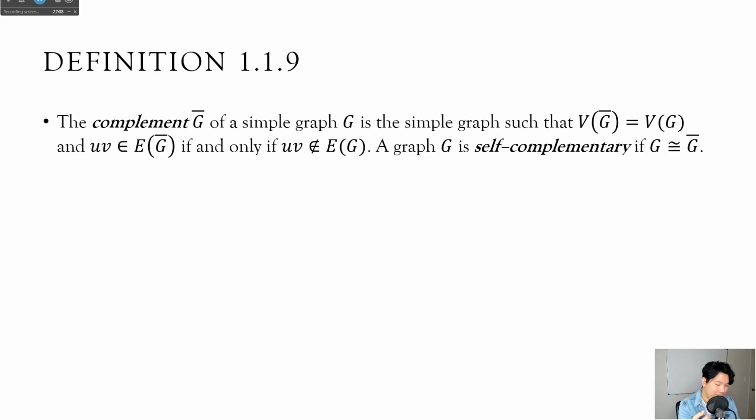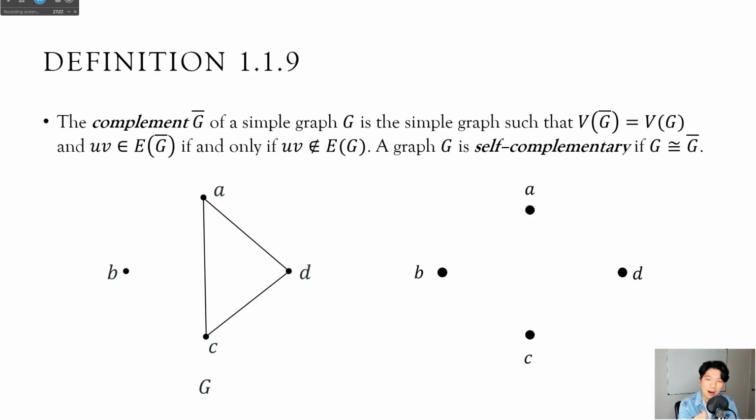So once again, being a little bit more informal, if I look at this example, I have A, B, C, D. This is my graph G. My complement has the same vertices and the opposite edges, meaning if the edge was not in my original graph, then the edge should be in my new graph. So if I look at my original graph, there's no edge between A and B. So in my complement, there needs to be an edge between A and B.